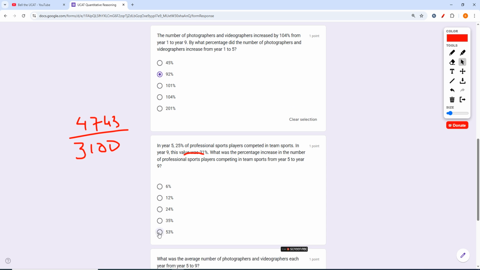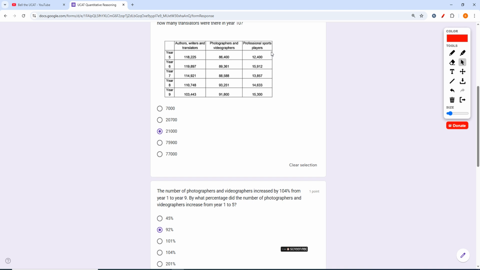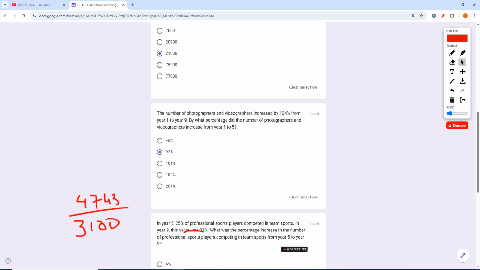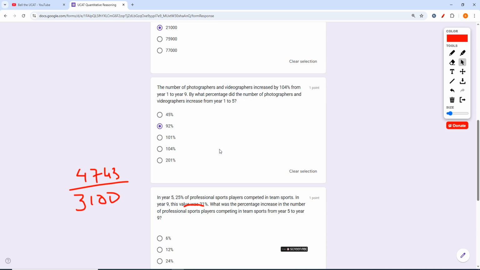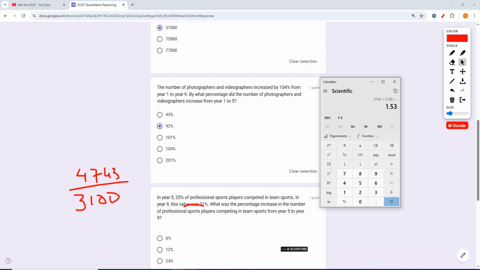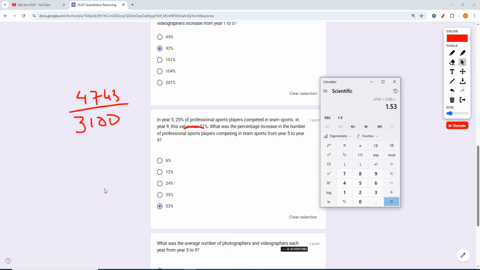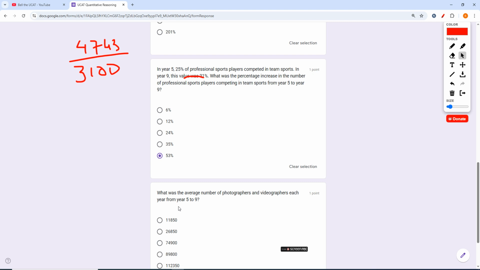So one more time, what did we do? We found our 25%. Speed maths: 25% means divide by 4. 12,400 divided by 4, we ended up getting 3,100. 31%, 0.31 times 15,300. There we go. And then we said, okay, the new value divided by old: 4743 divided by 3100. We ended up getting 1.53. Got it. 53% is the answer. Ignore, which is the minus 1 at the end.